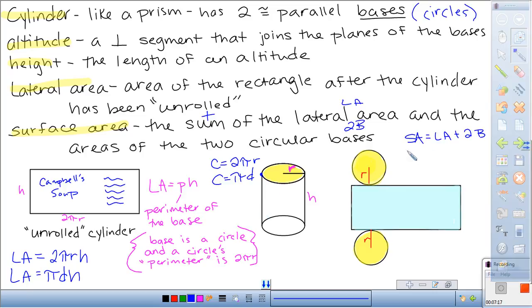That means your surface area formula ends up being surface area equals, instead of lateral area, we do 2 pi r times height, that's what we found right down here, plus 2 times the area of the base. Now how do you find the area of a circle? Well, that's just pi r squared, so we just put in pi r squared. And there's your formula for the surface area of any cylinder.